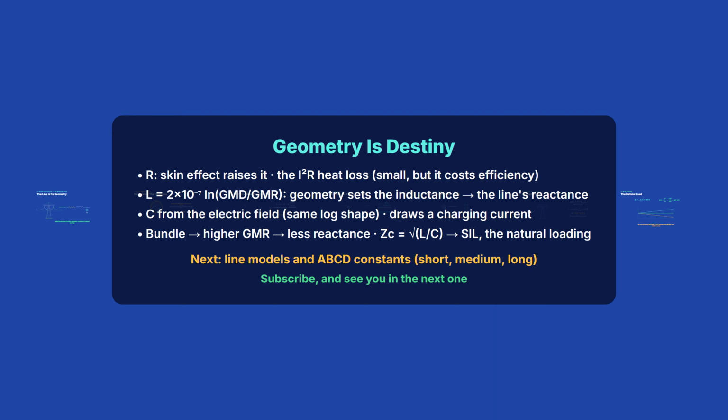So, the parameters of a transmission line. Resistance turns a little power into heat, raised by the skin effect. Inductance comes from the magnetic field, set by the GMD and the GMR, and it gives the line its reactance. Capacitance comes from the electric field and draws a charging current. Bundle the conductors, and you raise the GMR, lowering the reactance and taming corona. Put inductance and capacitance together, and you get the surge impedance and the natural loading, the SIL. Every one of these came from a single thing, the geometry of the conductors in the air.